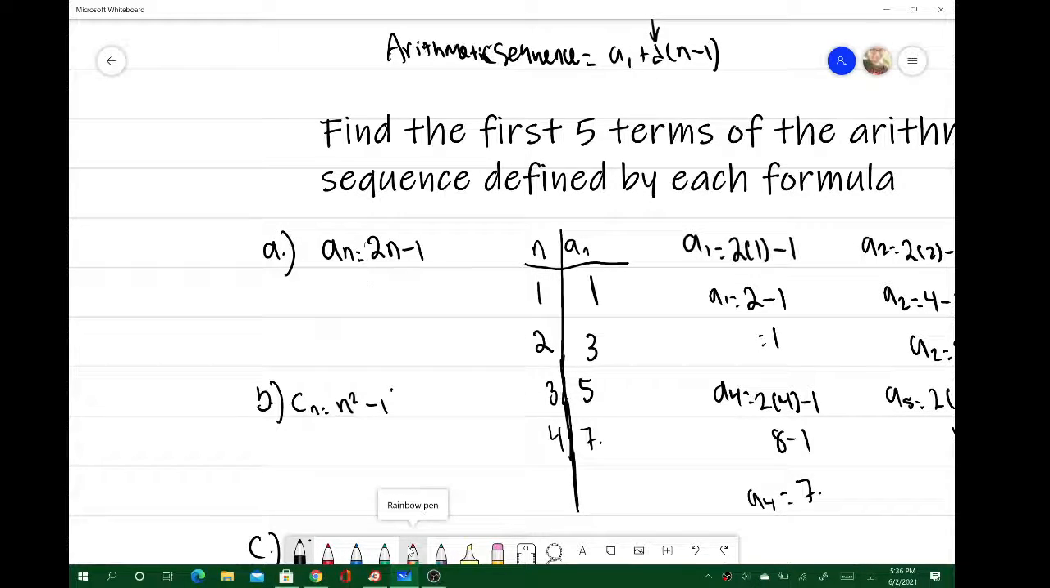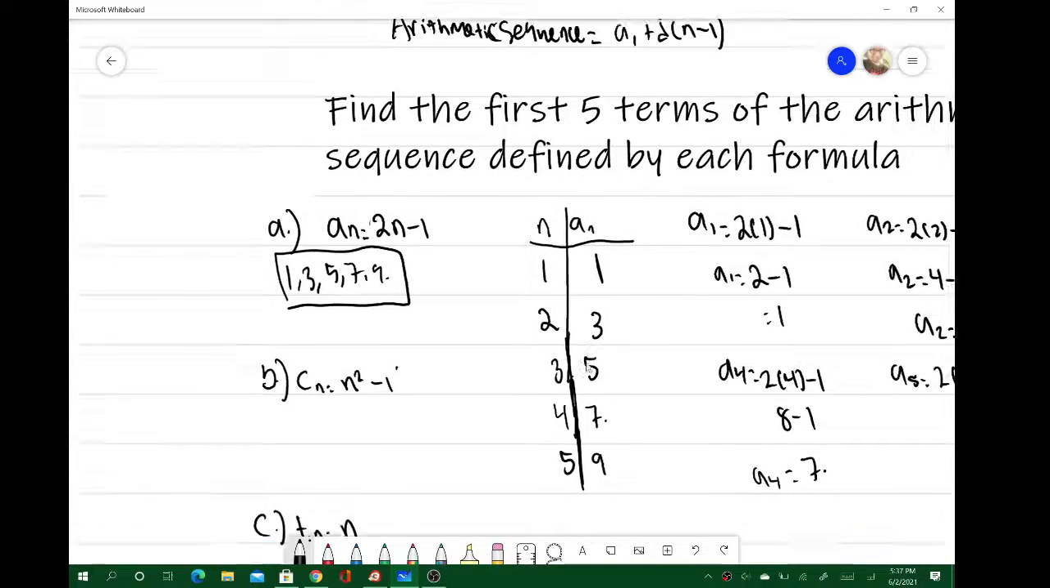So it wants you to list the first 5 terms, from a sub 1 on. So it would be 1, 3, 5, 7, and then when n equals 5, a sub n is 9. So this is the answer, okay?